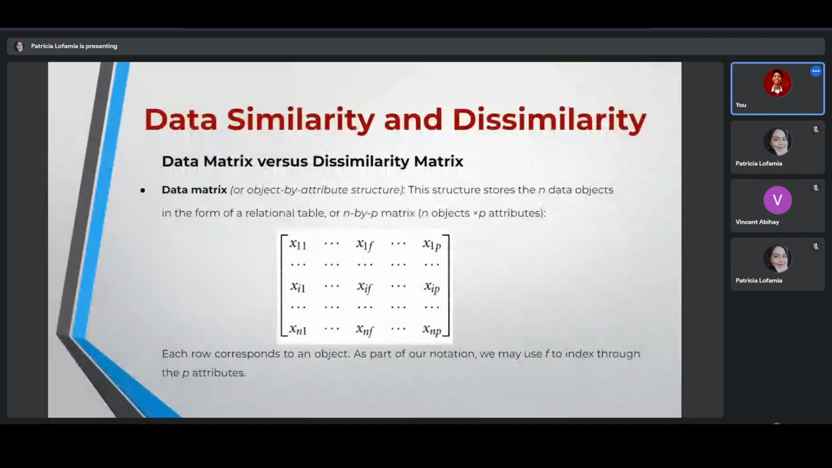Data matrix versus dissimilarity matrix. Data matrix or object-by-attribute structure. This structure stores the n data objects in the form of a relational table or n-by-p matrix, or n objects times p attributes. Each row corresponds to an object. As part of our notation, we may use f to index through the p attributes.